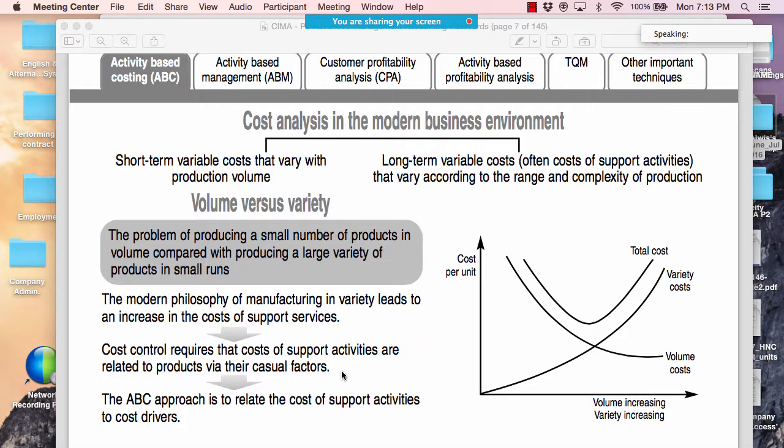Now if you look at the last line here, the ABC approach is to relate the cost of support activities to cost drivers. That is, these support activities, why are they there in the first instance? How are they adding value? How does it increase our costs? Any examples that you guys can come up with?